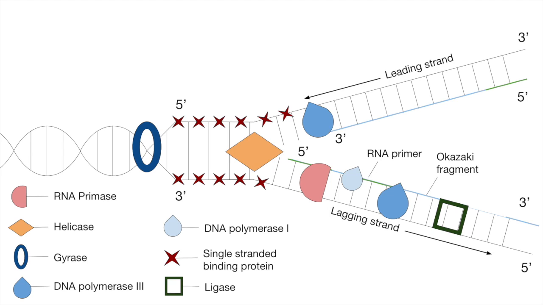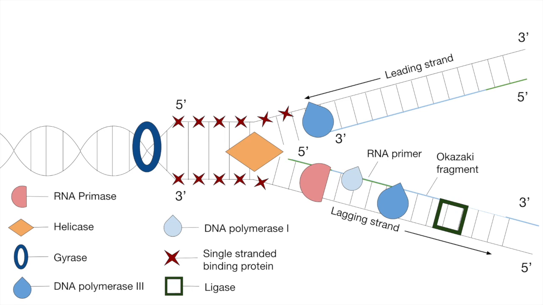replicate continuously. For the lagging strand, the strand on the bottom, we see the 3' end on the left and the 5' end on the right. The lagging strand, which is anti-parallel to the leading strand, will always run in the 5' to 3' direction in relation to the direction of replication.